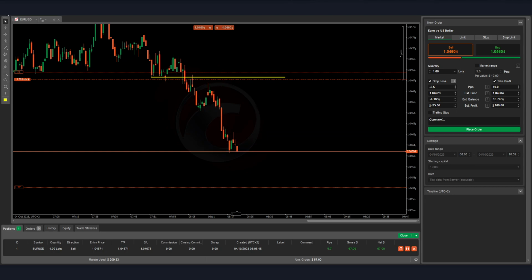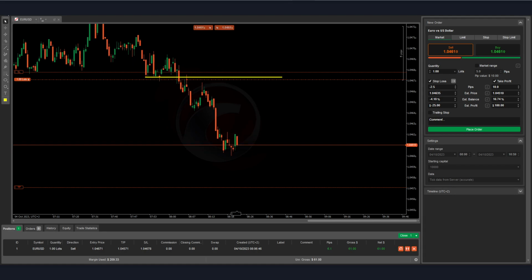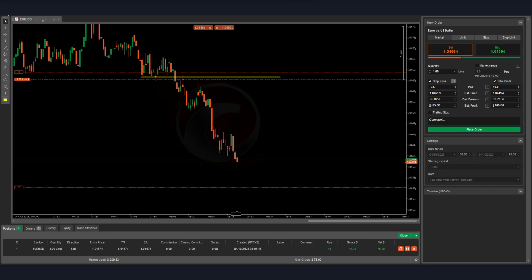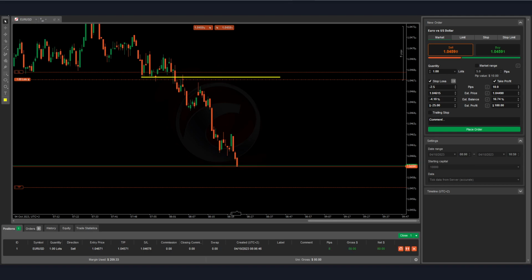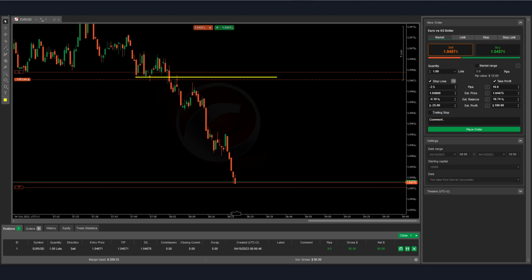Let's see if we have another spike up down. We can take it out in the momentum. Okay, now we are having a spike up. Now it's very tempting just to take it out. Okay. Let's see if it gets out at 10 pips.